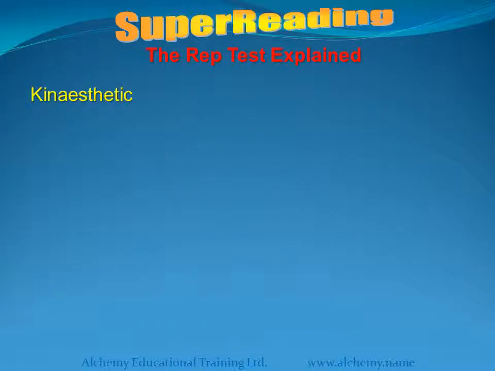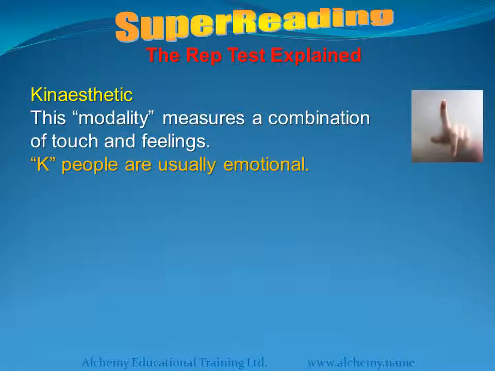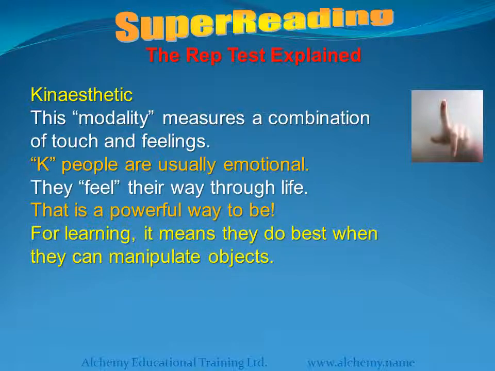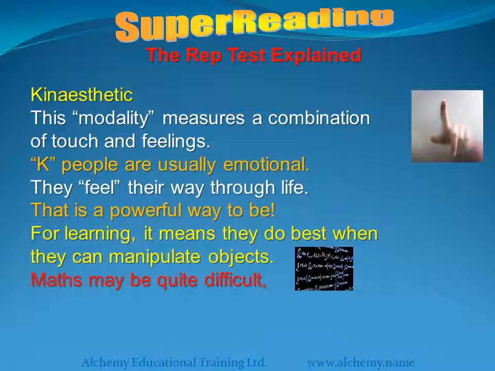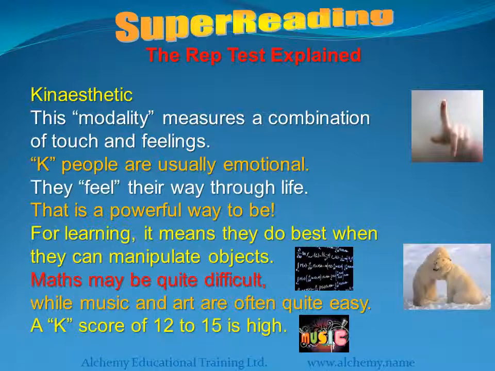Kinesthetic. This modality measures a combination of touch and feelings. K people are usually emotional. They feel their way through life. That is a powerful way to be. For learning, it means they do best when they can manipulate objects. Maths may be quite difficult, while music and art are often quite easy and fun. A K score of 12 to 15 is high. An interesting note is that kinesthetic people usually like hugs.